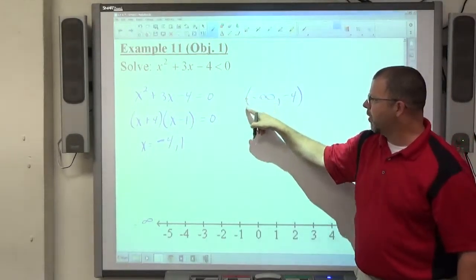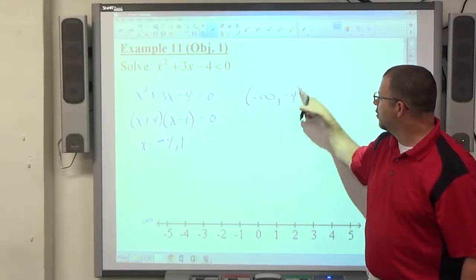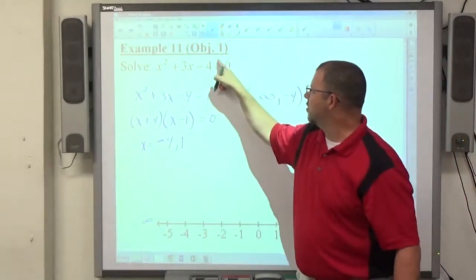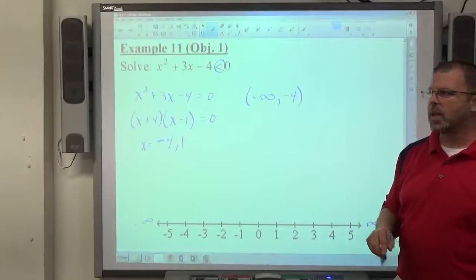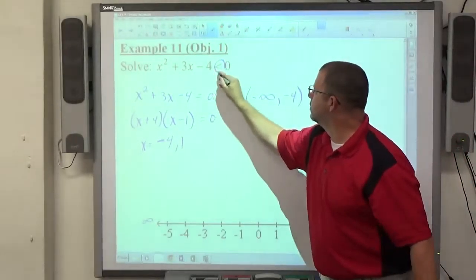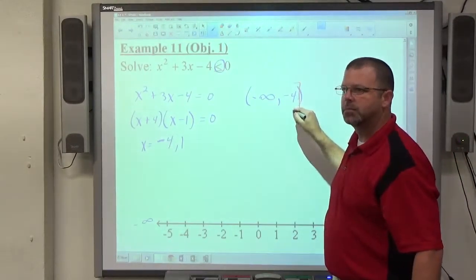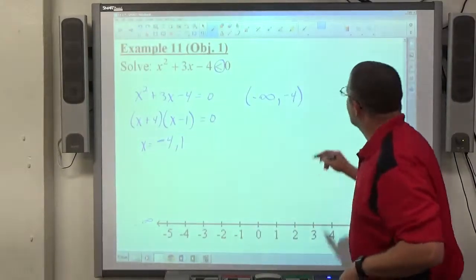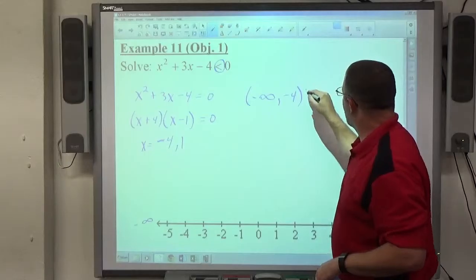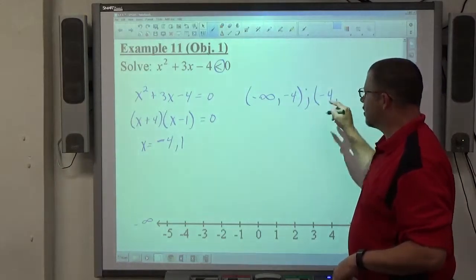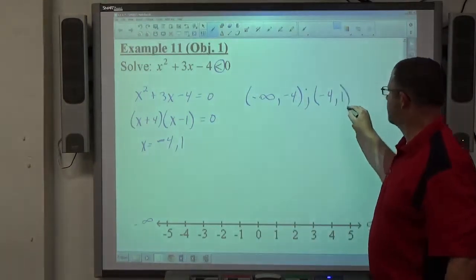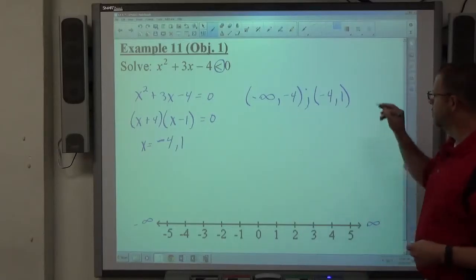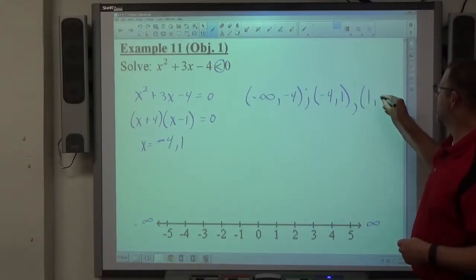Notice I did use a parentheses for the negative infinity. I'm also using a parentheses for the -4 because it's just less than, it's not equal to. If that had said equal to, I would have had a bracket here. Still a parentheses on the infinity though. Alright, the next interval that I'm going to deal with goes from that same number to the next bigger number, which is 1. And once you run out of numbers, you go from that last number up to positive infinity.